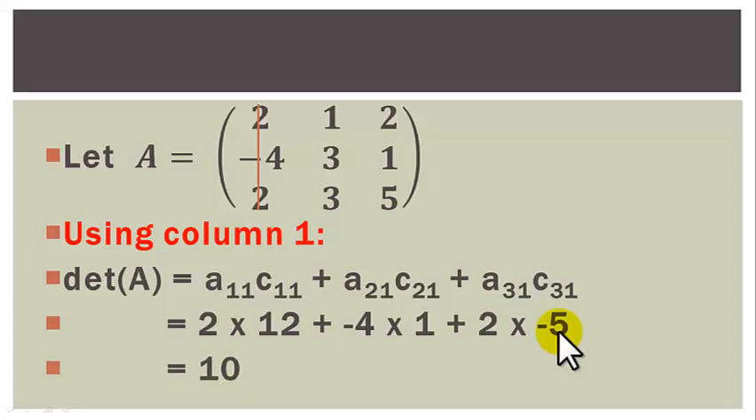If you choose to use column 2, you still arrive at the same answer by multiplying 1 by its cofactor, multiplying 3 by its cofactor, and 3 by its cofactor, and then summing. Similarly, if you use column 3, you still arrive at the same answer. If you use row 2, the answer will be the same, and if you use row 3, the answer will be the same.